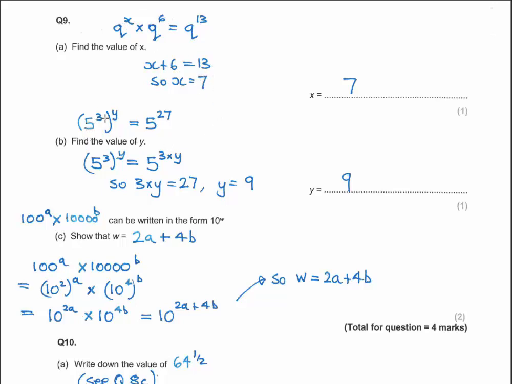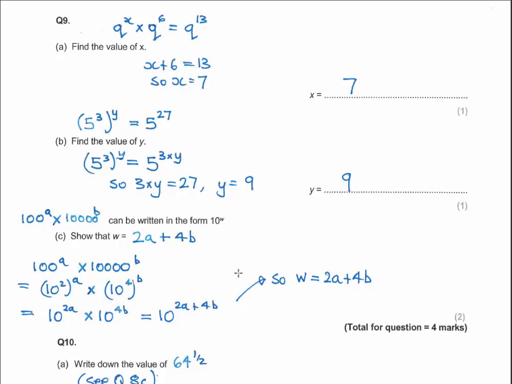Here, you've got 5 cubed to the power of y equals 5 to the power of 27. Find the value of y. Well, when you raise a number to a power and then to another power, you can write that more simply by just multiplying these powers. So, for example, 5 squared to the power of 3 would be 5 to the power of 2 times 3, 5 to the power of 6. So 5 cubed to the power of y can be written as 5 to the power of 3 times y, or 3y. So we know that 3y in that case has to be equal to 27, and so therefore y must be 9.